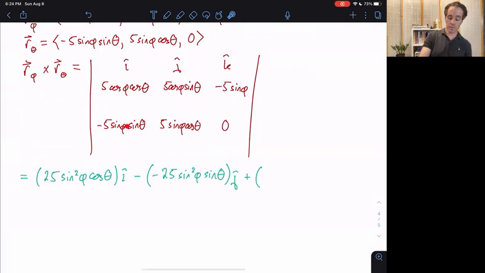This times this minus this times this. This is the hard one because nothing zeroes out. So we've got 25 sine phi cosine phi cosine squared theta, minus the negative here means plus.